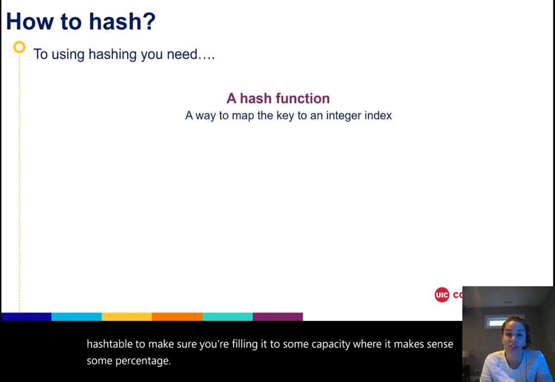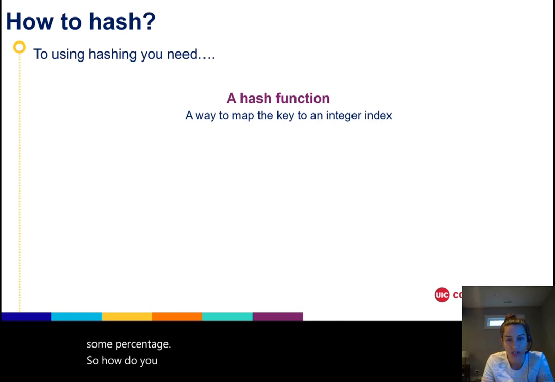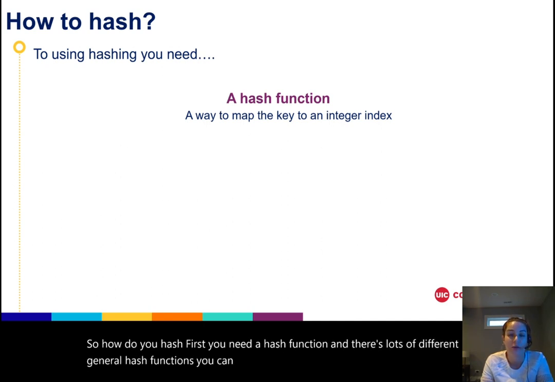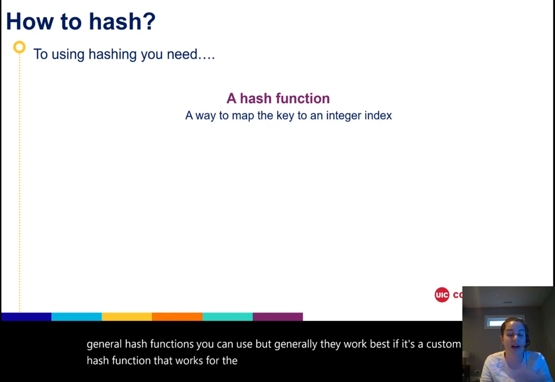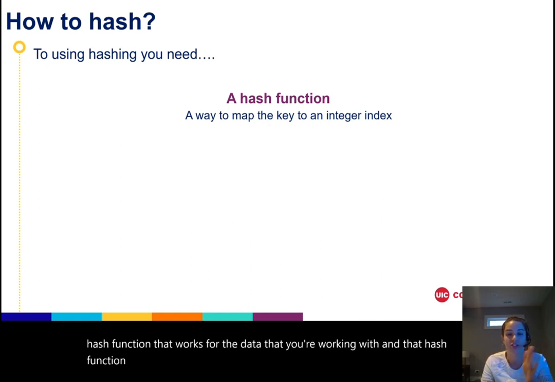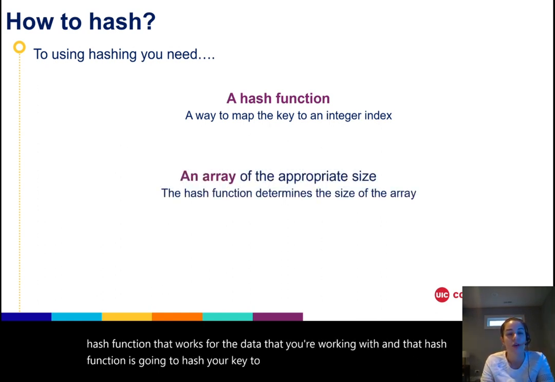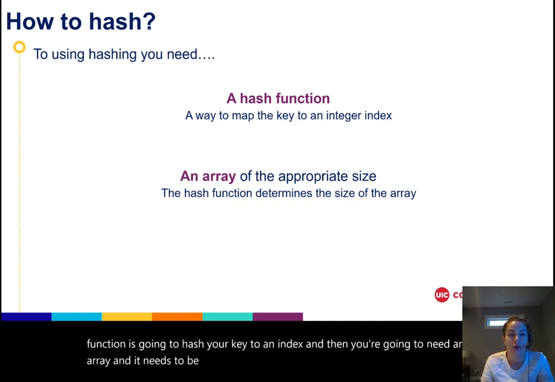So how do you hash? First you need a hash function, and there's lots of different general hash functions you can use, but generally they work best if it's a custom hash function that works for the data that you're working with, and that hash function is going to hash your key to an index. And then you're going to need an array, and it needs to be the appropriate size. So that is also going to depend on your problem.